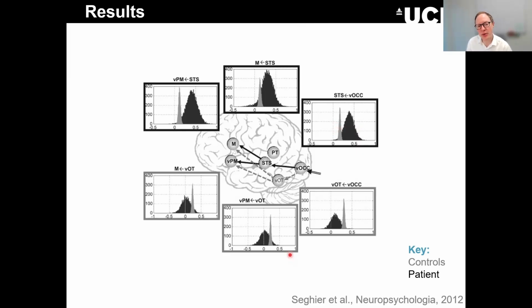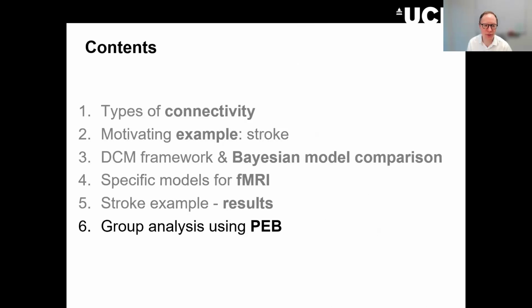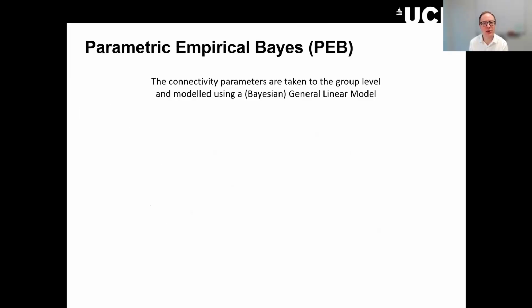So that's an example of how we could get real insight into the circuitry and the networks of the brain using DCM, comparing a patient to some controls. Since that study was published, a framework was introduced to DCM for doing group analysis. And just in the last 5 minutes, I'm going to very briefly introduce that. You'll see this mentioned in a lot of papers. It's called parametric empirical Bayes, or PEB.